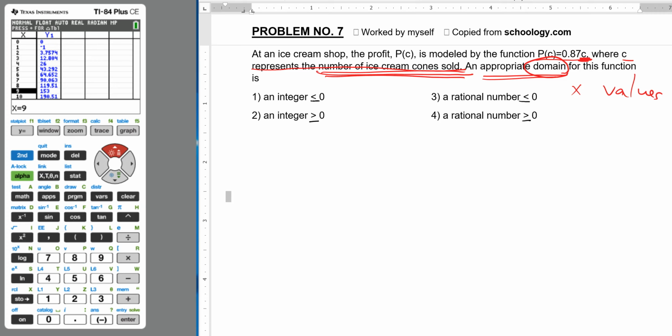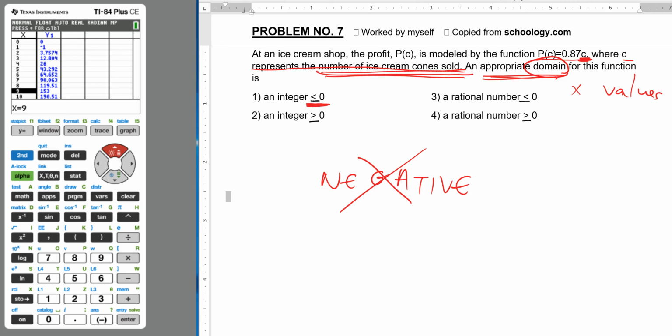Okay, so right off the bat, anytime you're looking for appropriate domain in a real life problem, you need your answers to be positive, right? You can't eat a negative number of ice cream cones. You can't count a negative number of people, right? So any real life problem, you can't have it be negative. So which two choices does that knock out right away?